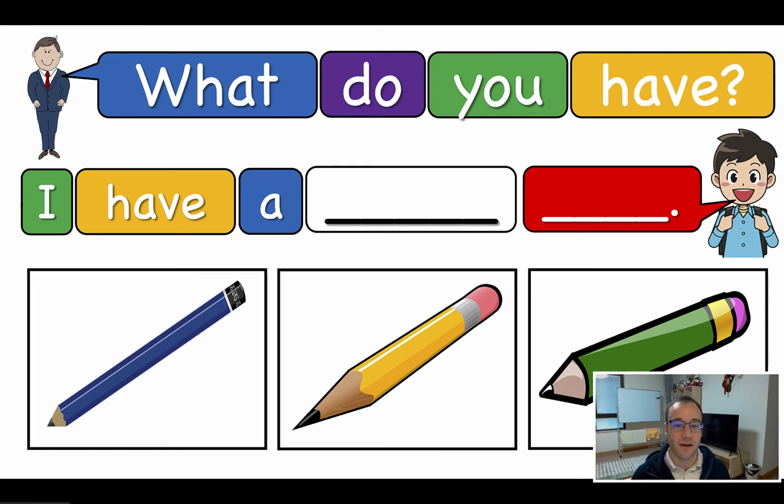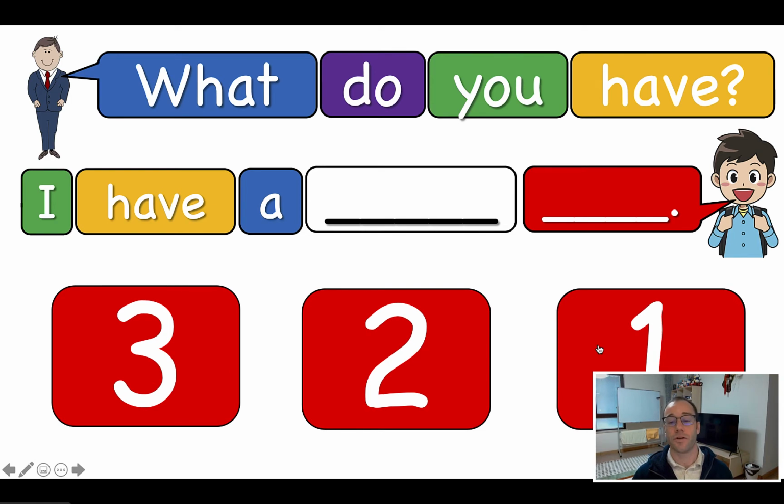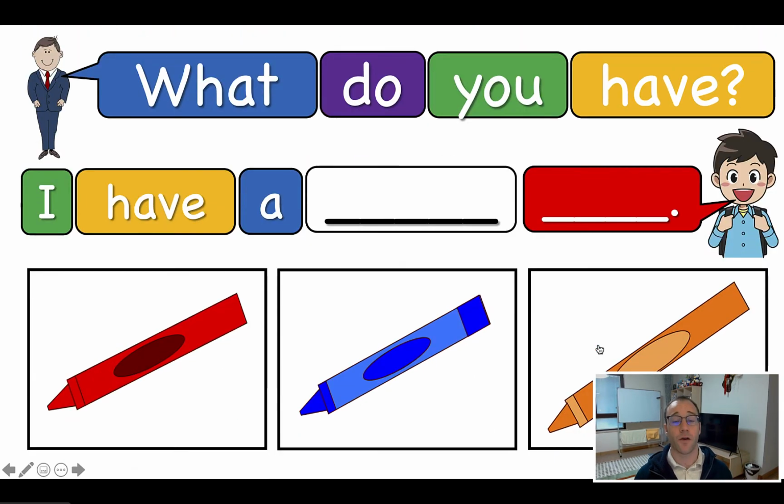Next team, I have a green pencil. All right, green for team 2. Team 3, I have a yellow pencil too, so team 3 gets yellow. And team 4 says, I have a blue pencil. Put blue next to team 4, and then reveal the points for each one, award them points, and move on.